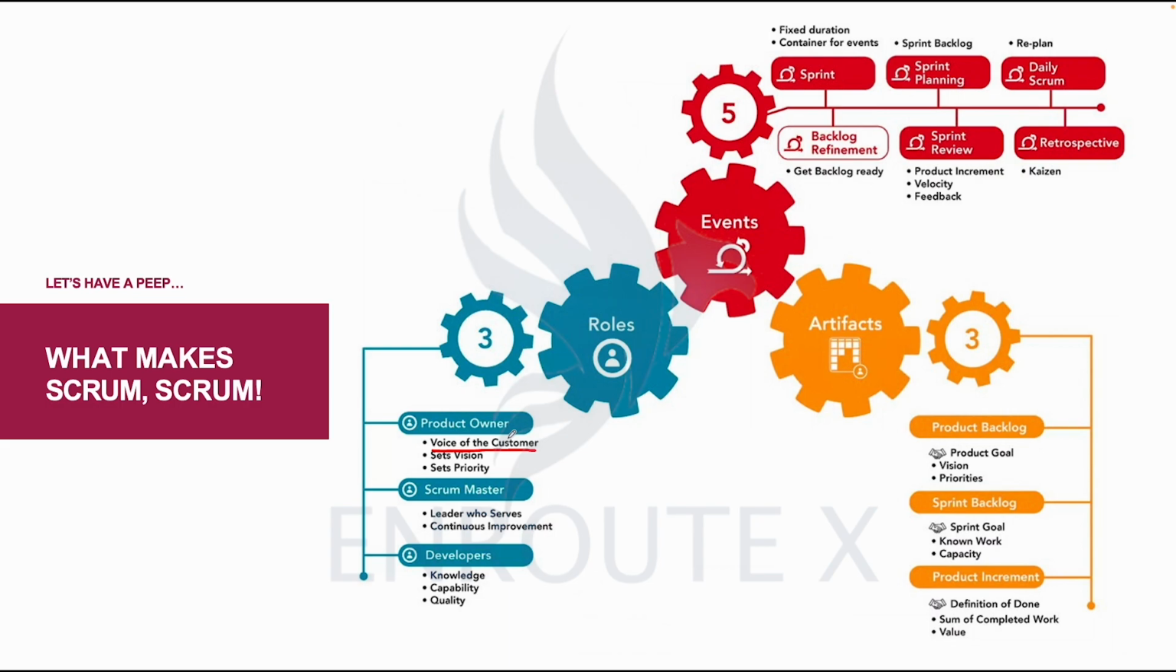Earlier in previous classes, I mentioned that in Scrum, we work collaboratively with the stakeholders from the beginning all through to the end. So it's designed in such a way that you have a representative of the stakeholder as a member of the team, and that is the product owner. The product owner serves as the voice of the stakeholder or the customer or the end users, and is also saddled with the responsibility to set vision and also set priorities.